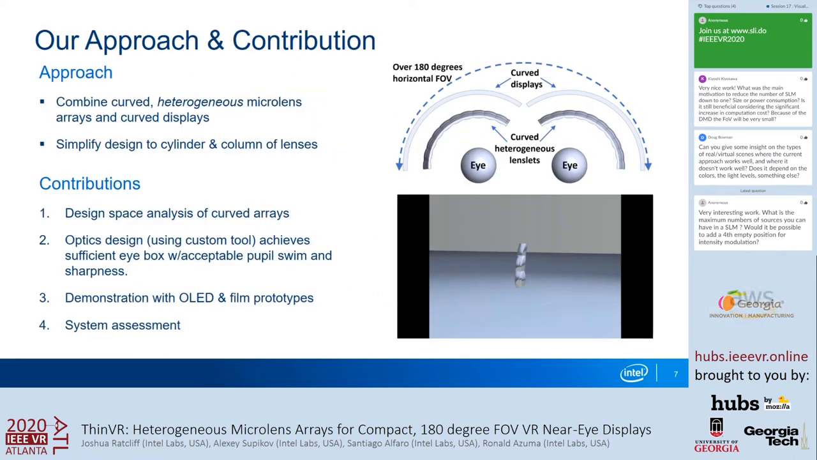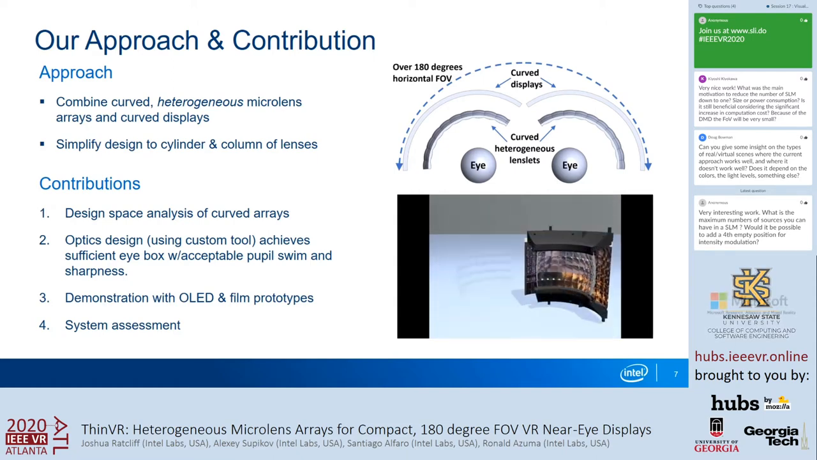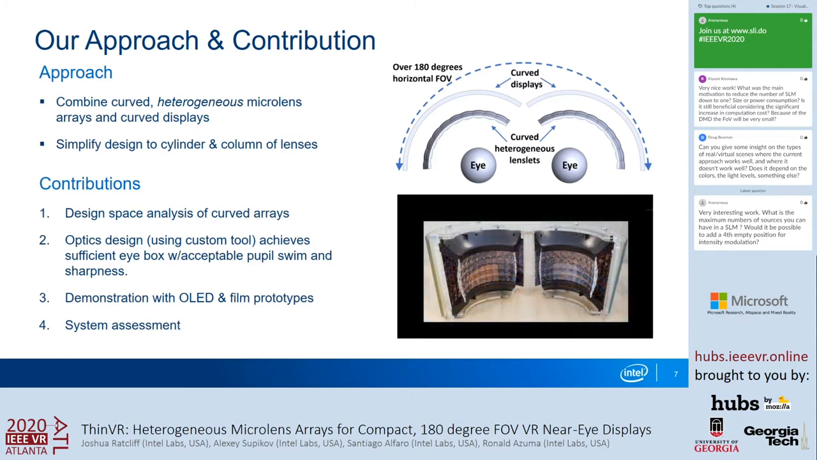In our approach, we combine a curved heterogeneous lens array with a curved display for each eye, offering wide stereo field of view. A cylindrically curved shape simplifies design complexity by reducing the number of unique optical elements. We create a single column of lenses and then replicate this column along a cylinder. In fact, due to column symmetry, only a half column's worth of lenses required custom design. Nevertheless, it turned out that even this presented us with quite a challenge.